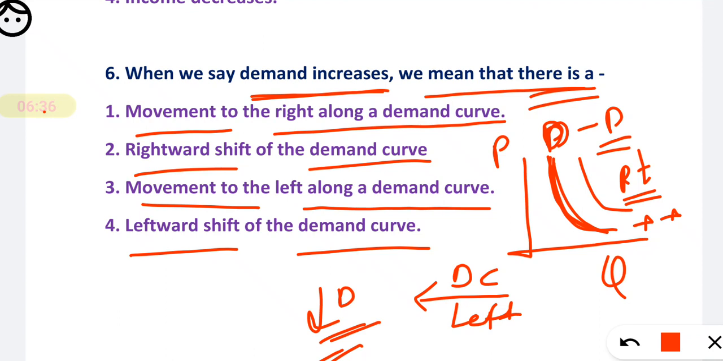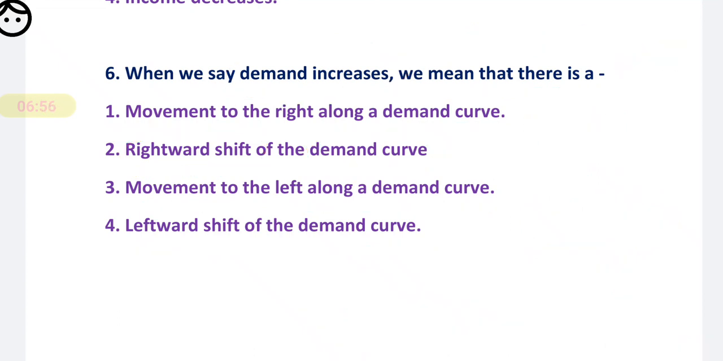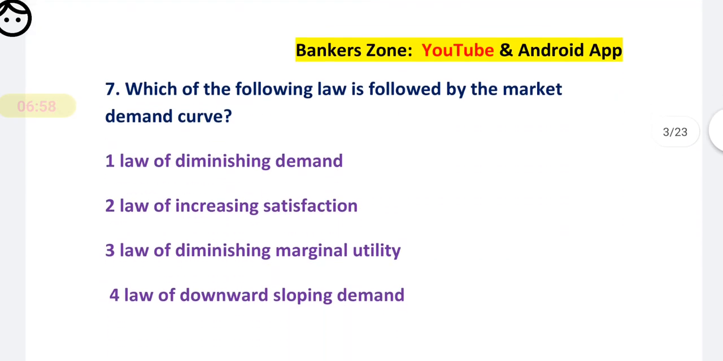So here they are saying demand has increased, that means there is a rightward shift of the demand curve. This is the basic you have to remember. Rightward shift means increase, and left shift means decrease. Okay, next question number 7.